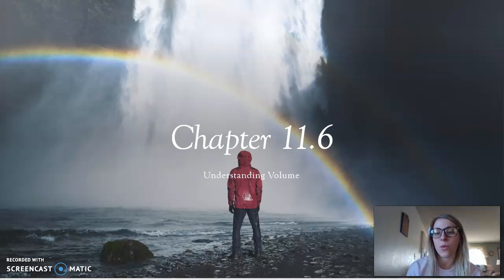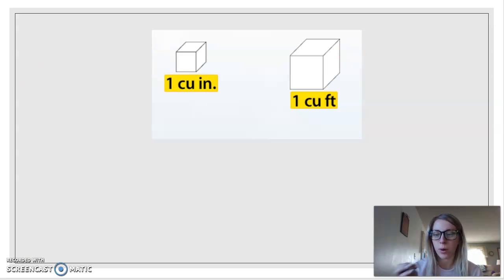Today is Thursday. We are working on chapter 11, lesson 6 today, and today is all about understanding the volume of unit cubes. Before we even get started, one important thing to note is that there are different ways to measure the volume of unit cubes. Yesterday we did learn that all unit cubes are 1 by 1 by 1. But they can be measured in different metric units. It can be measured in inches, as you see here, or in feet, or in centimeters.